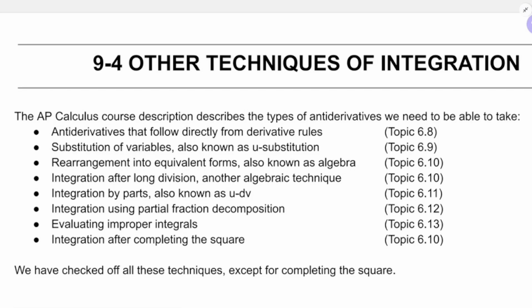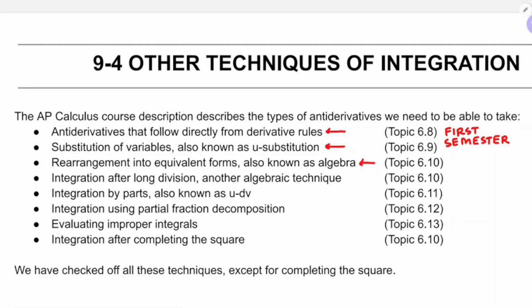some of these we already did like last semester. Like antiderivatives that follow directly from derivative rules. We did use substitution. We did a little bit of rearranging first, like distributive properties, stuff like that. We did that when we were studying calculus AB.